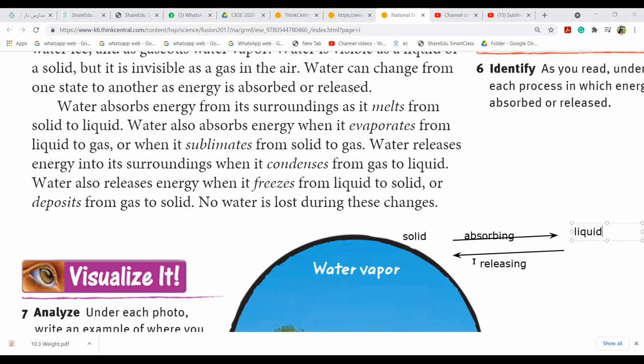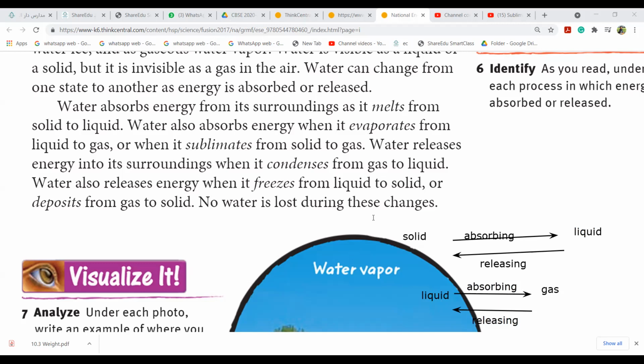Liquid to solid, girls, it is releasing. Solid to liquid, it is absorbing. Look at the directions. Again, liquid to gas. Absorb. Gas absorbing energy. And when we come back, gas to liquid, it is releasing. So while going, it is absorbing. While coming back, it is releasing.